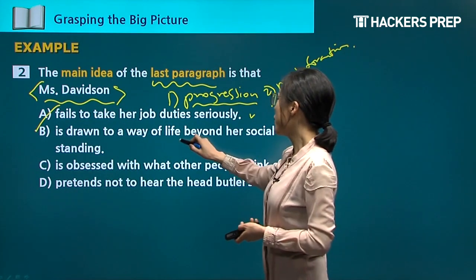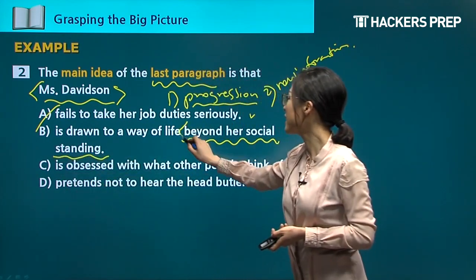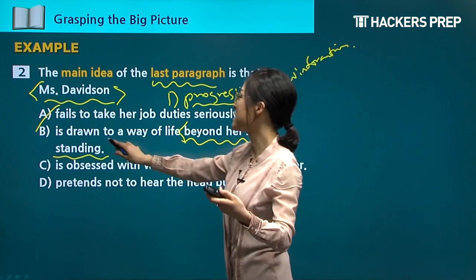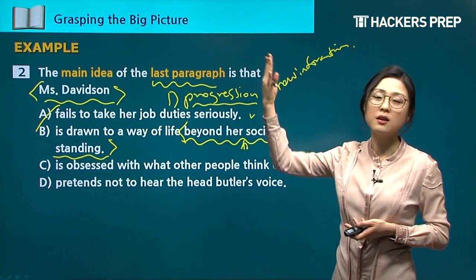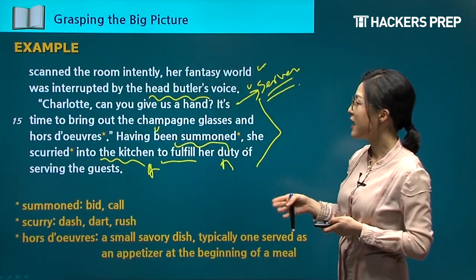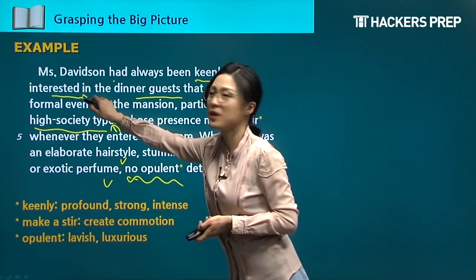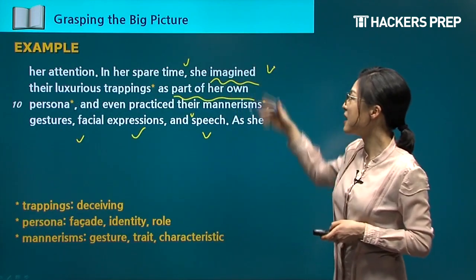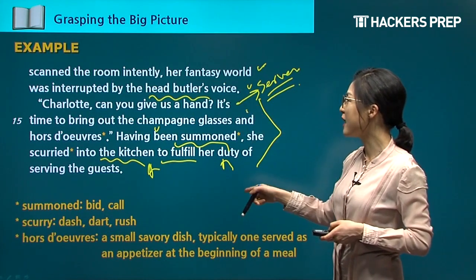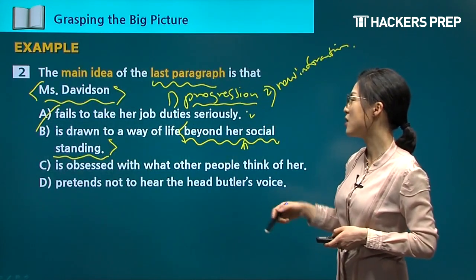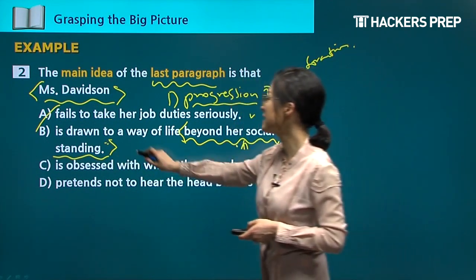All right, so we did not know she was a server, but here we know that whatever she is interested in, whatever she imagines is actually above her social standing, right? As we saw here, there was the high society types that she was so interested in. She imagined as though it was part of her own. And then we learn that she is just a server, right? So she is interested in a life beyond her social standing. All right, so that seems to be a good choice.